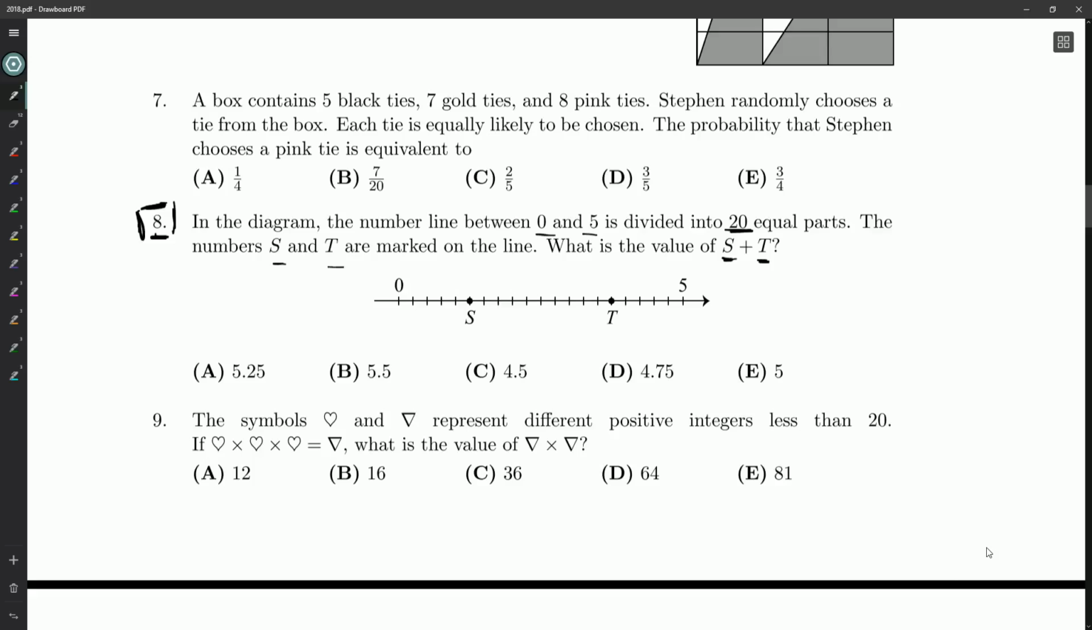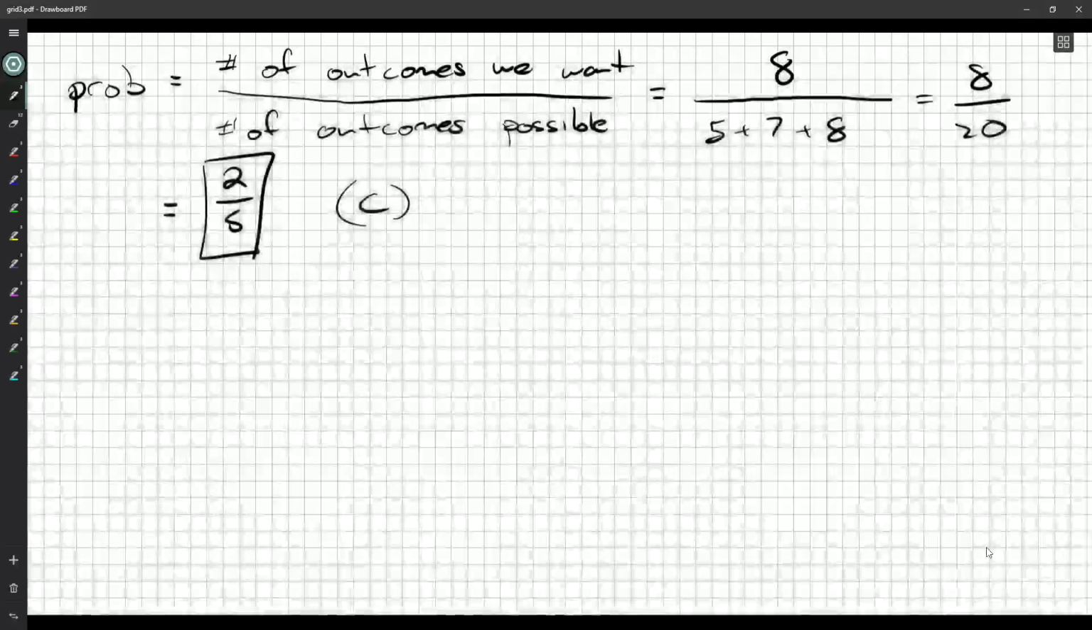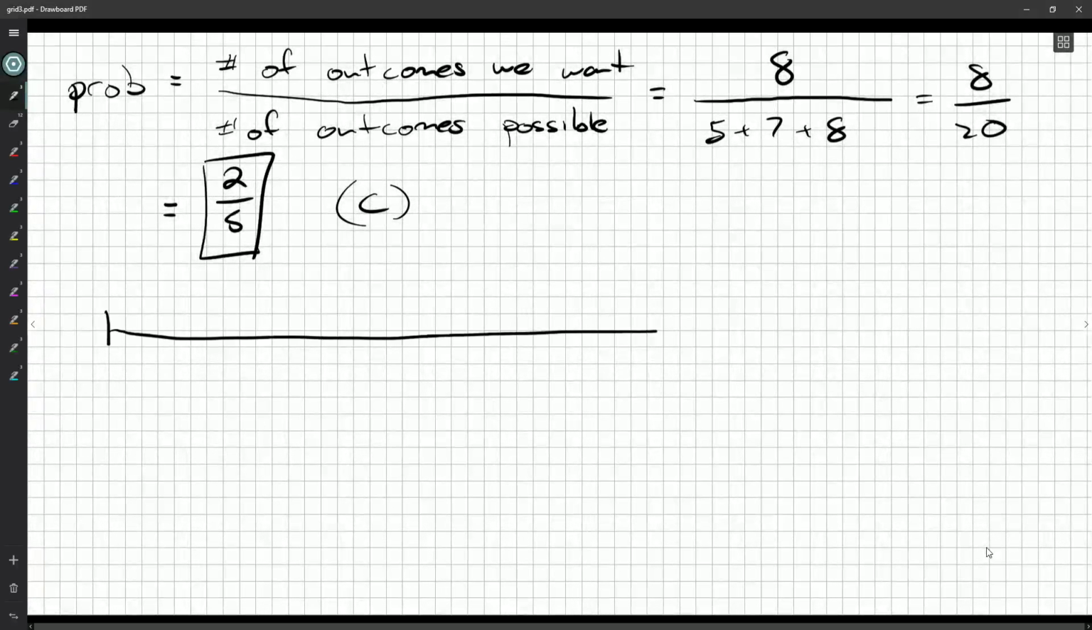Okay, I can think of a couple ways we might go about this question. We could figure out, starting from 0, how many ticks we get to s, and we could figure out the value of s, although we don't need to. And then starting from 0, we could figure out how many ticks it takes to get to t. Then adding those together, we would know how many ticks make up s and t. Then we could figure out what the length of a single tick is worth, because we know the total length is 5 and it's divided into 20 parts. We could figure out s plus t without having to figure out s and t. But I think what most people will probably do is figure out what s is and what t is, and then add them after the fact.